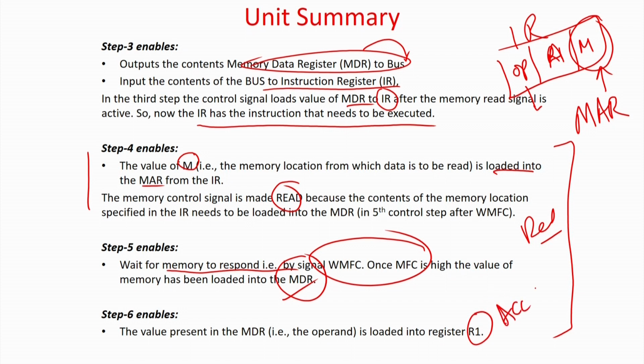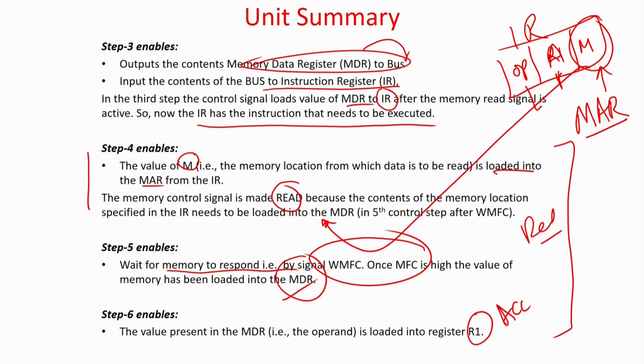In step 6, the present value in the memory data register is loaded into the register. Here I have mentioned accumulator, but it can be R1, R2, anything. So the 6th step actually executes the instruction. It takes the value from the memory location M, which is now present in the memory data register or the memory buffer register.